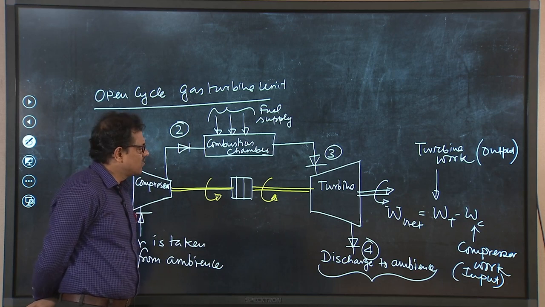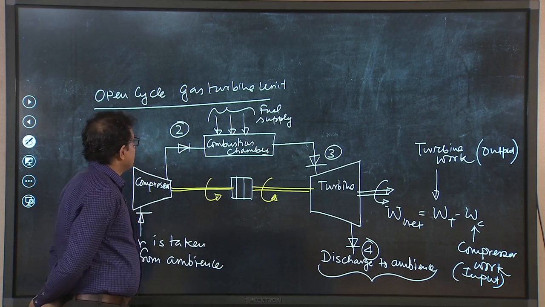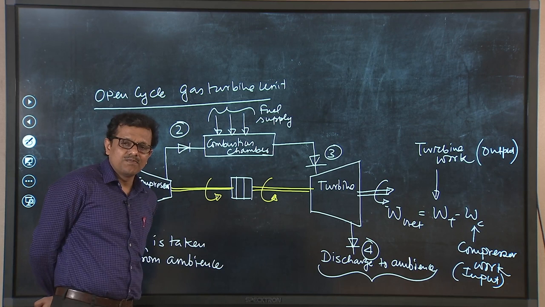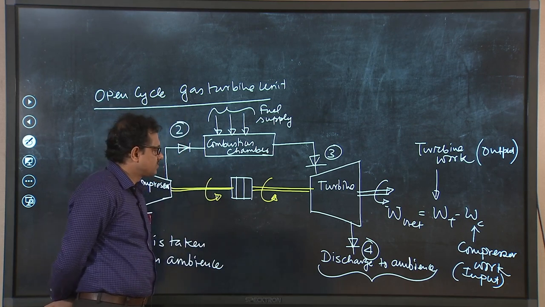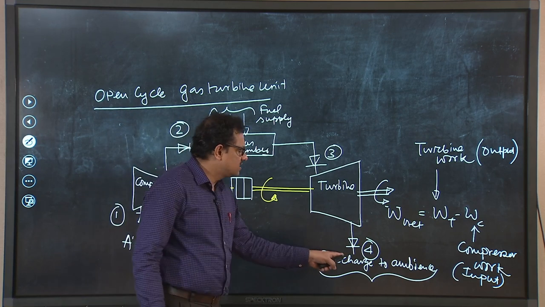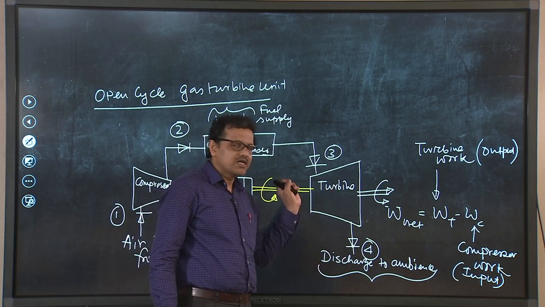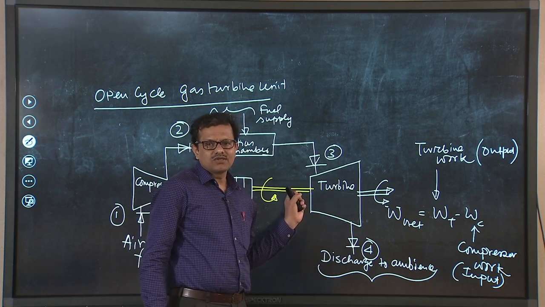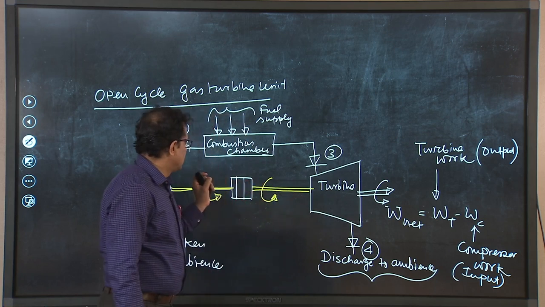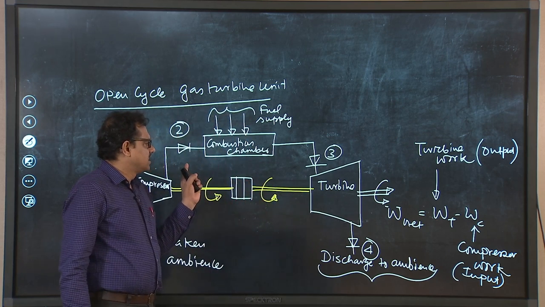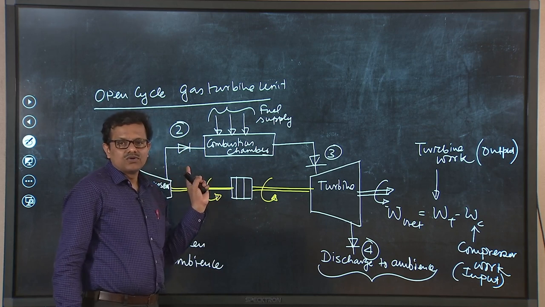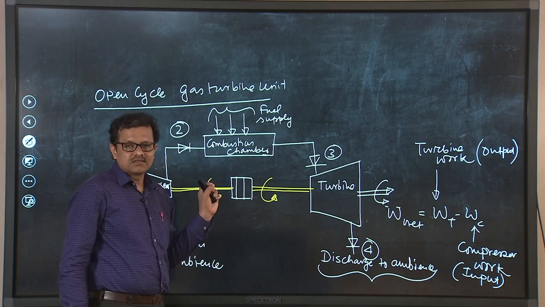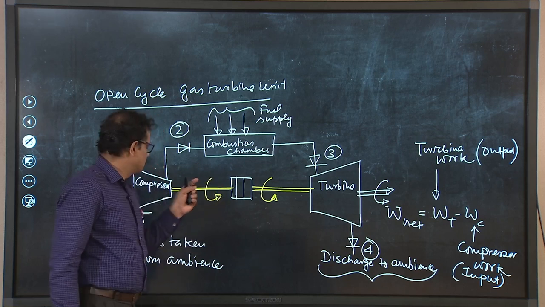Another important thing is that closed cycle gas turbine units cannot be compared with the constant pressure cycle, because here we are again discharging the working fluid to the ambience. So, it is not a constant pressure cycle. Second thing, when we would like to map the processes, what are those processes?